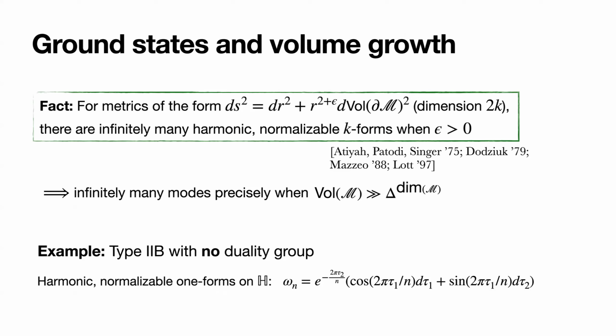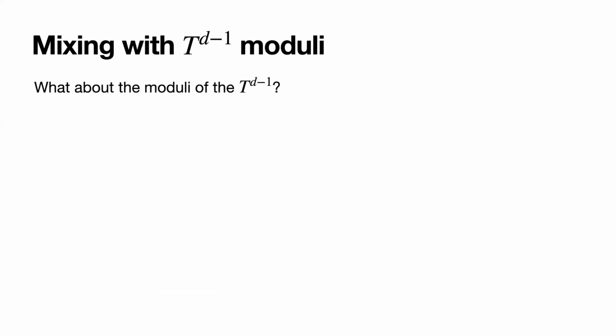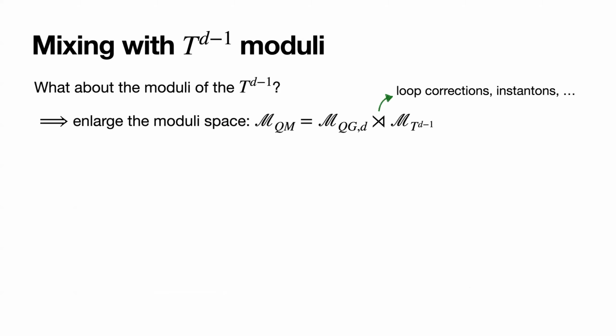There is one subtlety here that I swept under the rug so far. You may ask, well, we compactify on the torus, but what about the moduli of the torus? Because in principle, they mix with the other moduli. In this way, the moduli space of this 1D quantum mechanical system is that of the quantum gravitational higher dimensional theory times that of the torus. And this mixing can come from loop corrections, from instantons, from all sorts of effects.